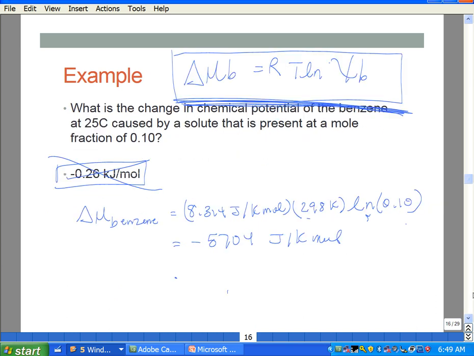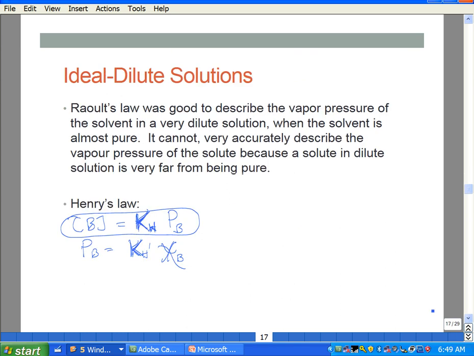Then we went on to look at a different type of solution, ideal dilute solutions. Ideal dilute solutions are not the same as ideal solutions in that we use Henry's law to describe them. And when we describe these solutions, we're really talking about properties of the solute, the thing that is dissolved. So Henry's law is what we use to describe the properties of the solute. We have the concentration proportional to the Henry's law constant times the pressure of the solute.